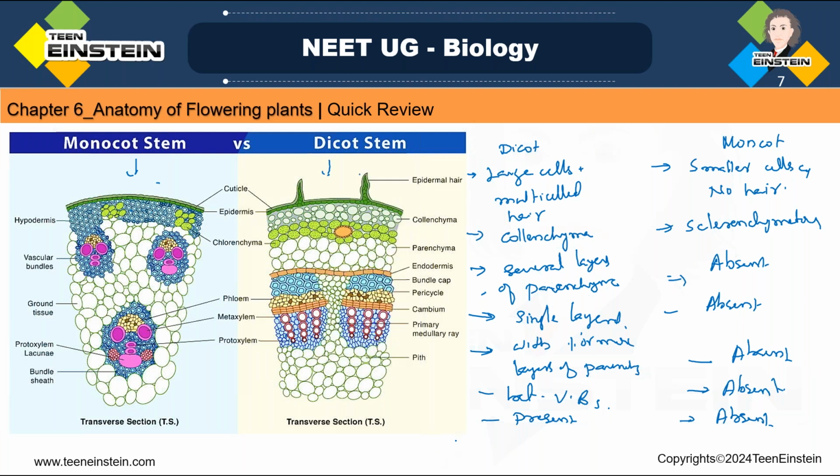So this is how we need to differentiate the monocot stem and dicot stem. So here we are learning the characters of monocot and dicot stem, and we are able to differentiate also. Okay, so always learn with the help of these figures.